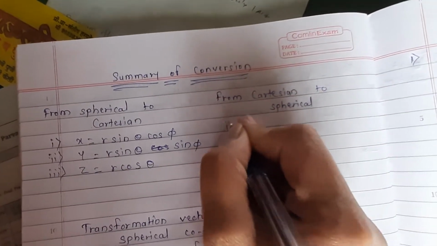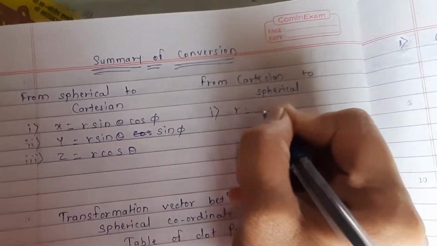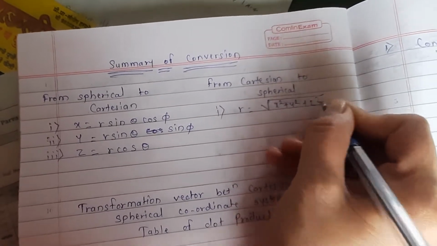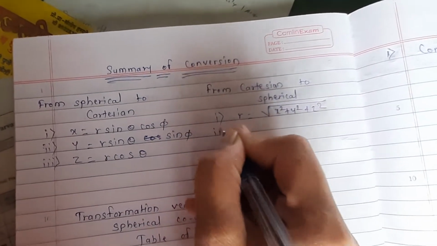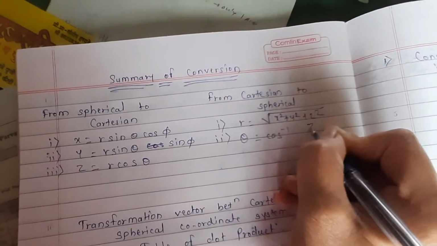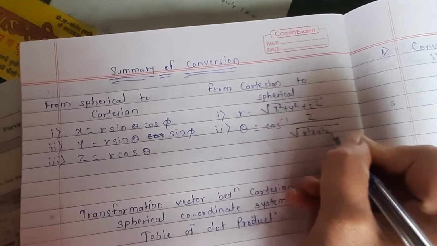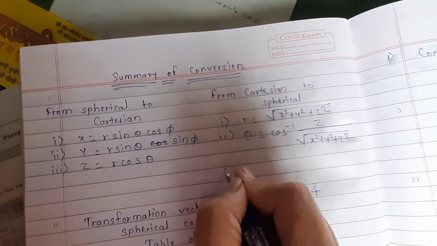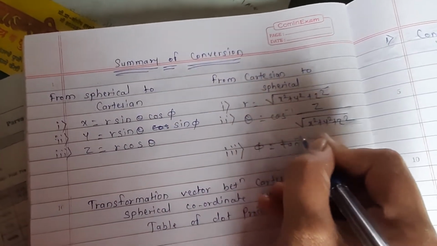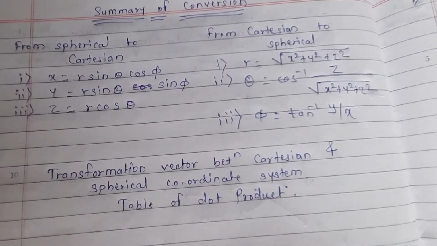Now from Cartesian to spherical, r is equal to square root of x square plus y square plus z square. Next, theta is equal to cos inverse of z divided by square root of x square plus y square plus z square. And the third one, phi is equal to tan inverse of y by x. So these formulas are used for solving the problems.